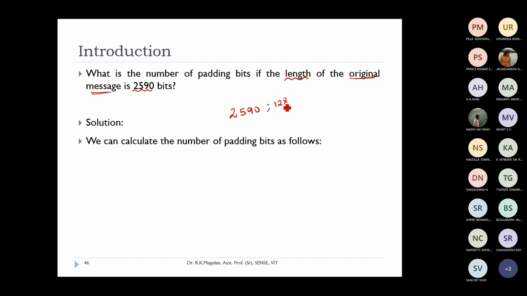128 bits for your length conversion, conveying the length. Then you have to find out altogether it should come to a multiple of 1024. If it is not coming, then you'll be going with your padding bits. So kindly let me know what is the size of the padding bits required here. You can tell in the chat box what is the answer you're going to get.